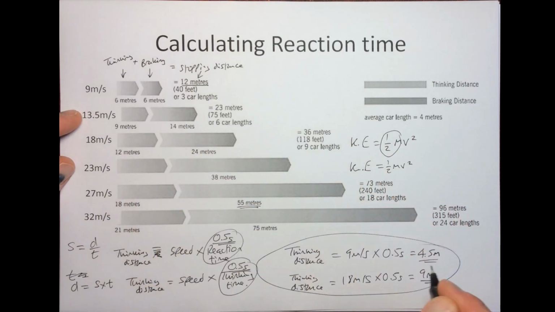When your speed doubles, your kinetic energy quadruples. So that means you've got 4 times the amount of energy to get rid of under braking to convert it into heat, remember? We convert kinetic energy into heat. So when you double your speed, you've got 4 times the amount of kinetic energy to convert to heat, and that means that your braking distance is 4 times as long. Okay? There we go.